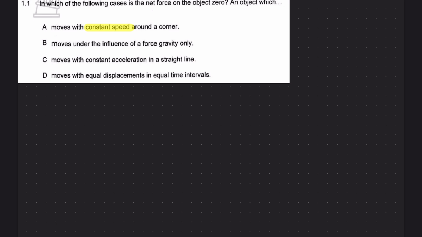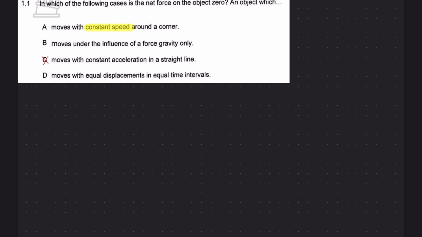B, moves under the influence of the force of gravity only. C, moves with constant acceleration in a straight line. I think we can eliminate C immediately because it says constant acceleration. Or D, moves with equal displacements in equal time intervals. So let's evaluate A. It moves with constant speed around a corner.